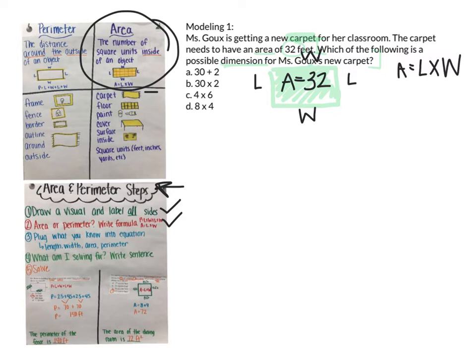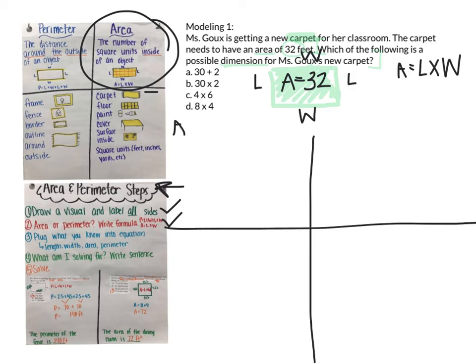So first thing we're going to do is split up our workspace. A, B, C, D. The only part to this equation from the problem that we're given is our area. So I can plug in 32 feet equals length times width. So we're going to plug in each of our answer choices into this equation to see which one fits.